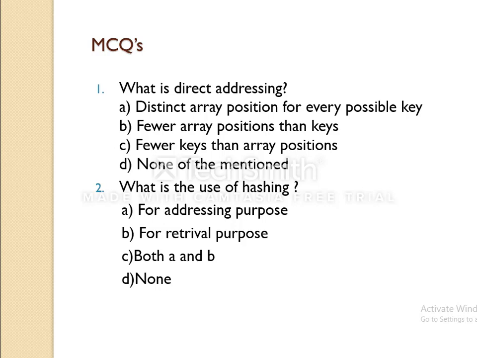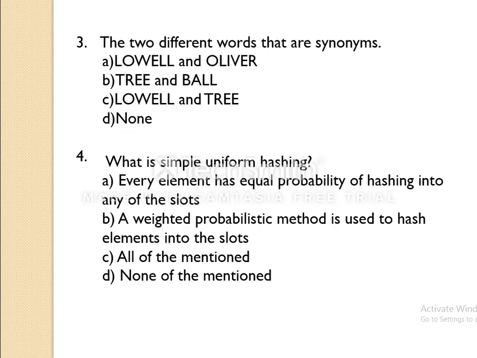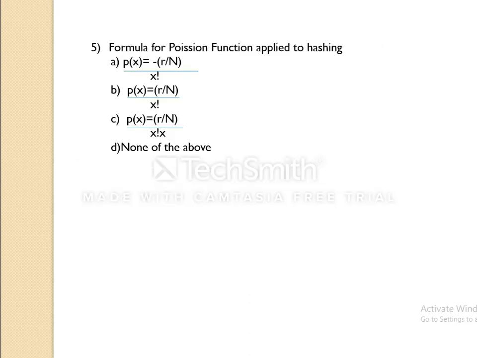So here are the questions based on the topics we have discussed now. What is direct addressing? What is the use of hashing? What are two different words that are synonyms? What is simple uniform hashing? And what is the formula for the Poisson function applied to hashing?